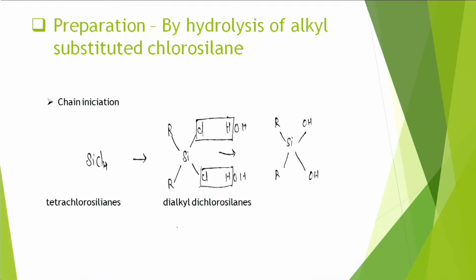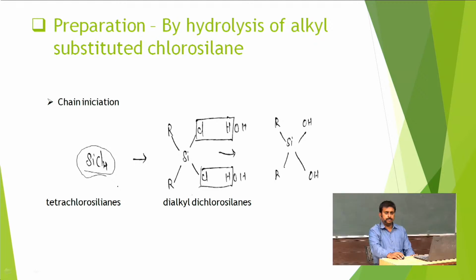Now how are we going to prepare silicones? This is a 3-step procedure. First we have tetrachlorosilane, SiCl4. These tetrachlorosilanes are reacted with an alkyl group and they form alkyl chlorosilanes. Here I am showing dichloroalkyl silane. So tetrachlorosilanes are first converted into alkyl chlorosilanes by different procedures. Then here I am explaining about dialkyl chlorosilane.